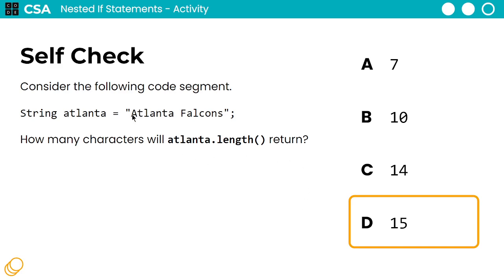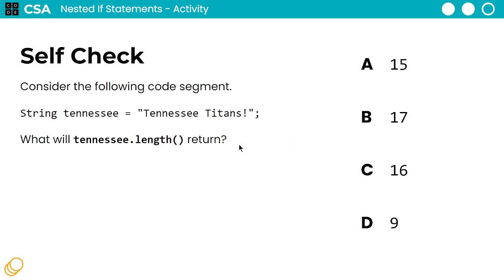The reason why is we got 1, 2, 3, 4, 5, 6, 7. The space counts, 8, 9, 10, 11, 12, 13, 14, 15. Now you might be asking about the quotation marks. These quotation marks indicate that it's a string. They're not included in the actual string Atlanta. It's just saying, hey, this is where the string starts and this is where the string ends.